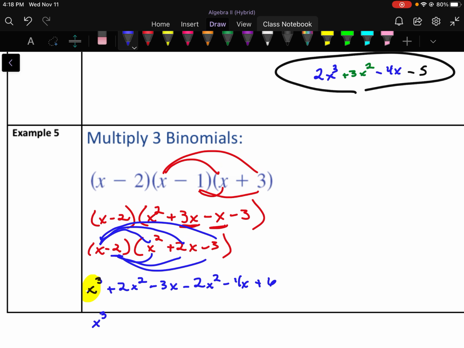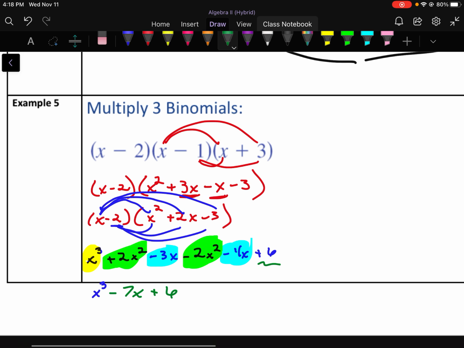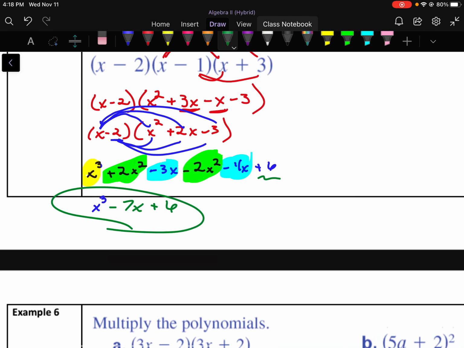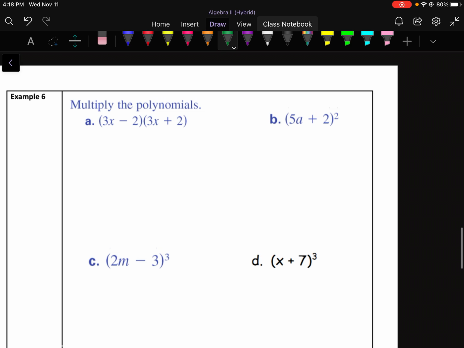So we got x cubed, we got x squared there, and x squared there, and sometimes terms cancel out, and that's all right. Plus 2x squared minus 2x squared, they cancel out. So here we have a minus 3x and a minus 4x, so that would be a -7x, and then plus 6 here, and that's it. Final answer.